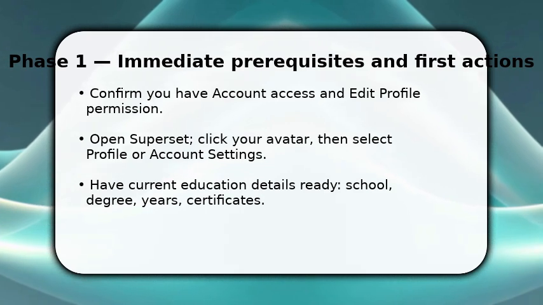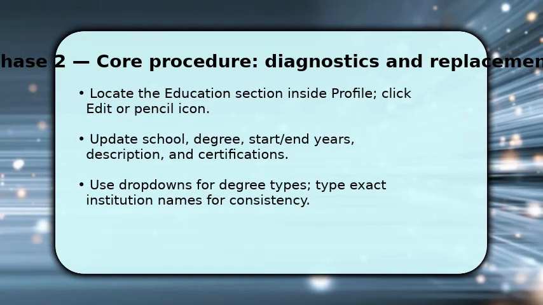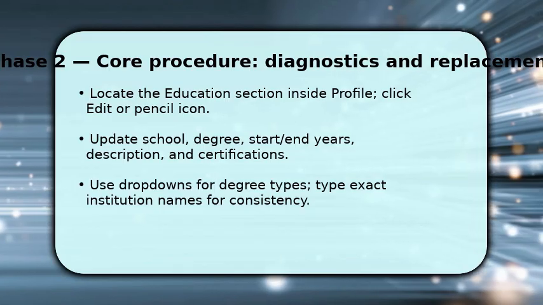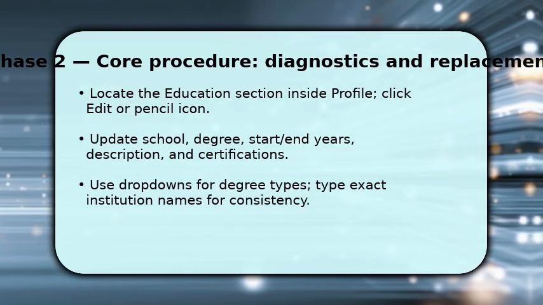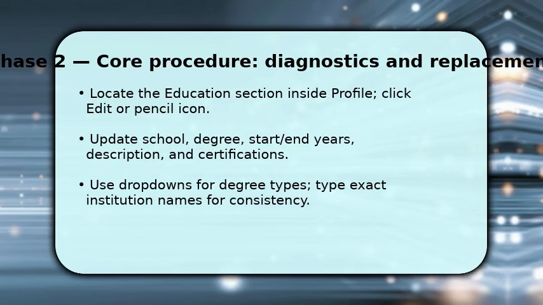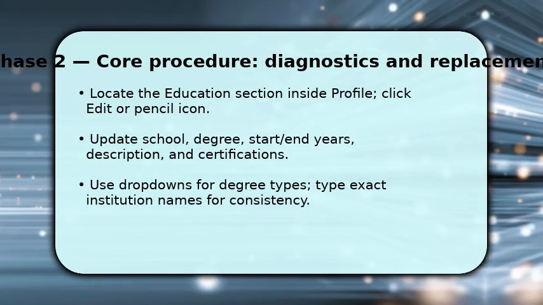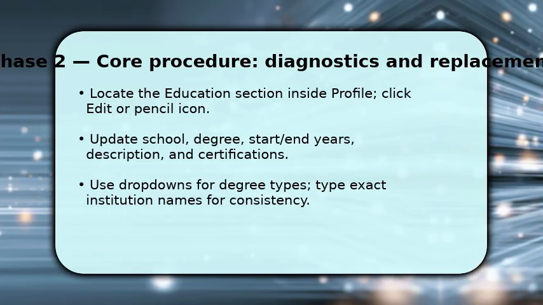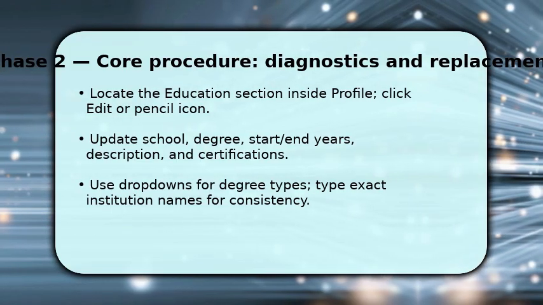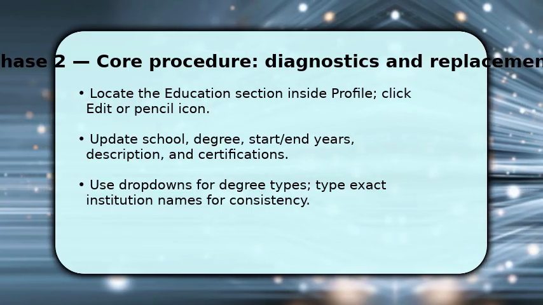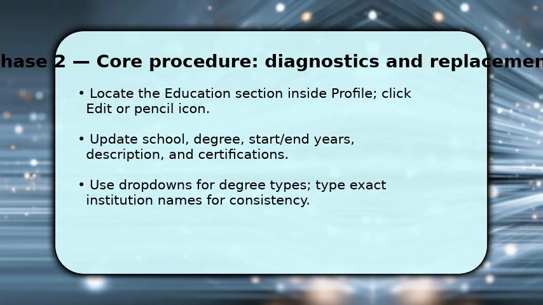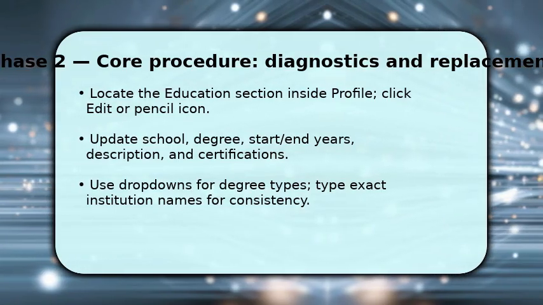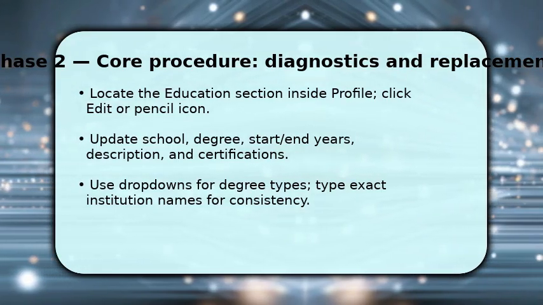You'll now perform the core changes. Click Edit on the Education section and modify each field deliberately. For the school name, type the full official name to match directory entries. For degree, use the provided dropdown so Superset maps it correctly. Once you change dates, double-check start and end years to avoid chronological errors. If there is a description or certificate field, paste plain text, and if multiple entries are needed, add them one at a time so you can validate each save.